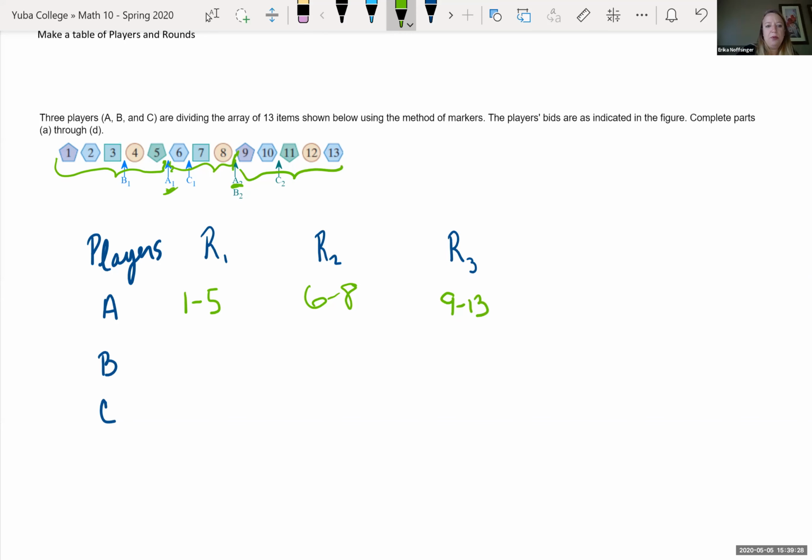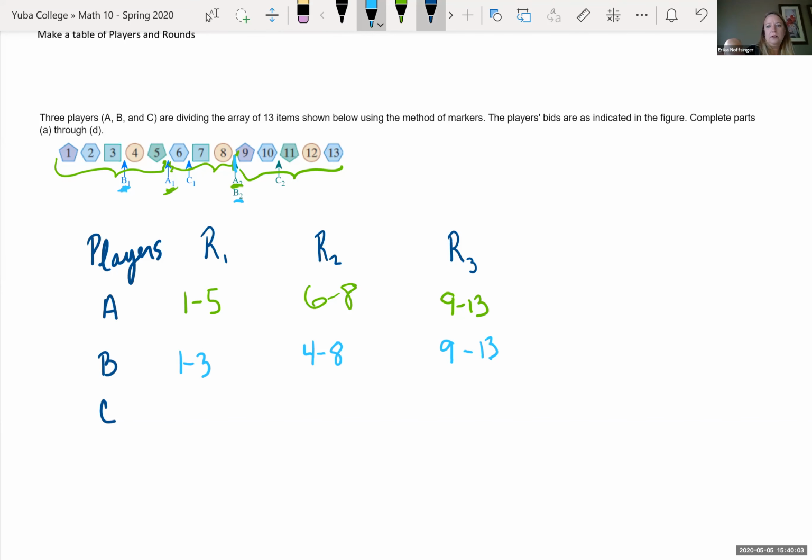Okay, so let's now look at player B. Their first marker ends after 3, and so they believe a fair share is 1 through 3. Their second marker is at 8, and so items 4 through 8 would be round 2. And then 9 through 13 is going to be round 3.